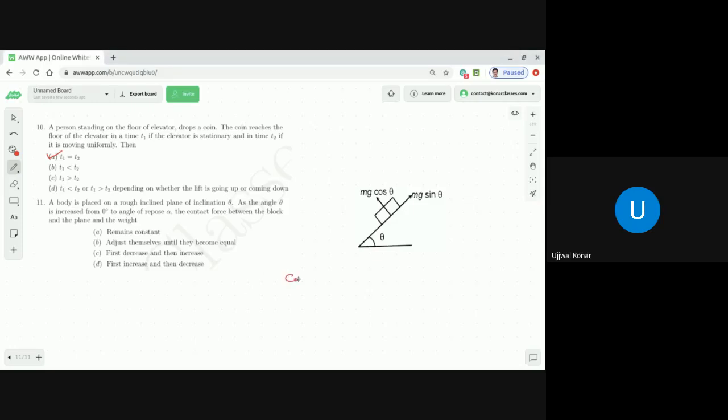The contact force is equal to square root of m into g cos theta whole square. Pratik, you got it? Yes, sir. So that becomes cos square theta plus sin square theta equal to constant. So we get it is a constant. Dear Shrest, you got it?